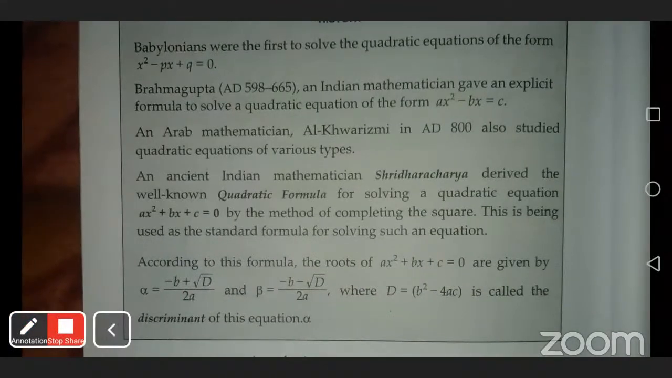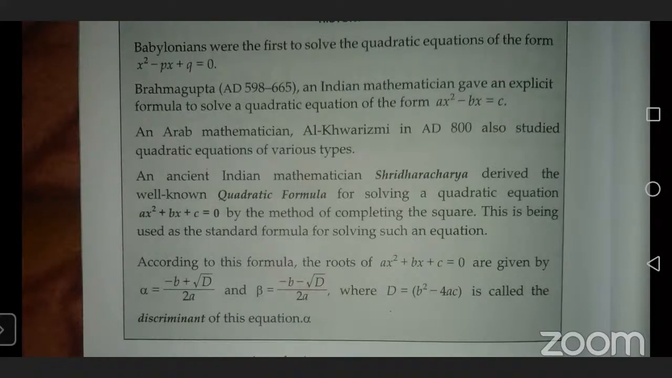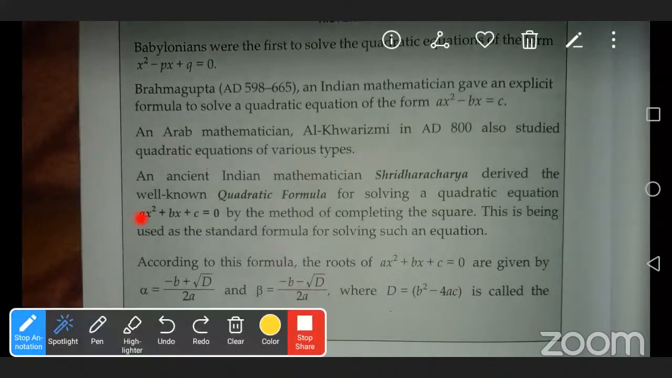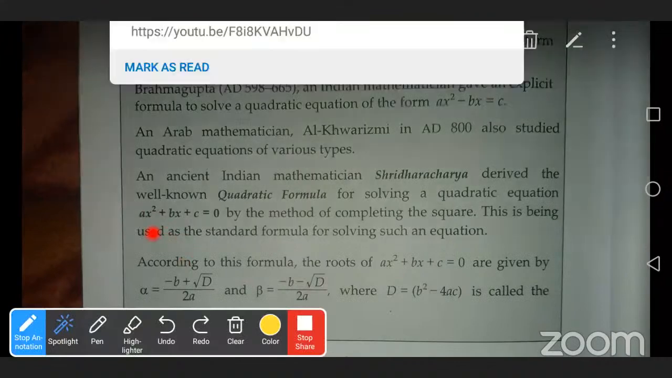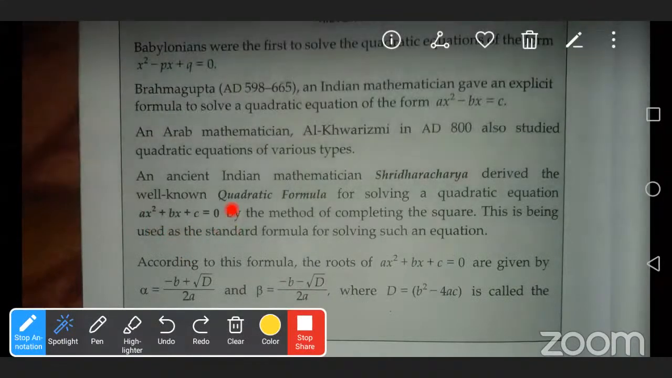Now an ancient Indian mathematician Sridharacharya derived the well-known quadratic formula for solving a quadratic equation, which is used right now also, and that formula is for ax square plus bx plus c equals to 0, by the method of completing the square. This is being used as the standard formula for solving such an equation.